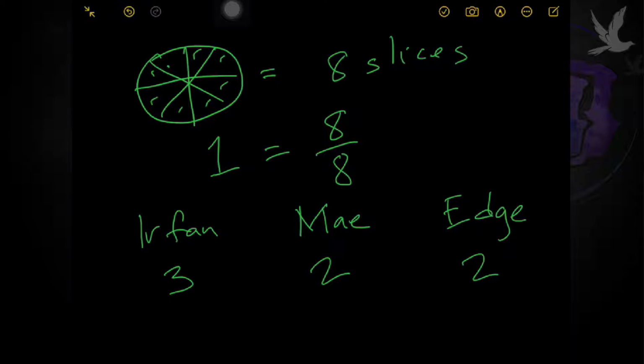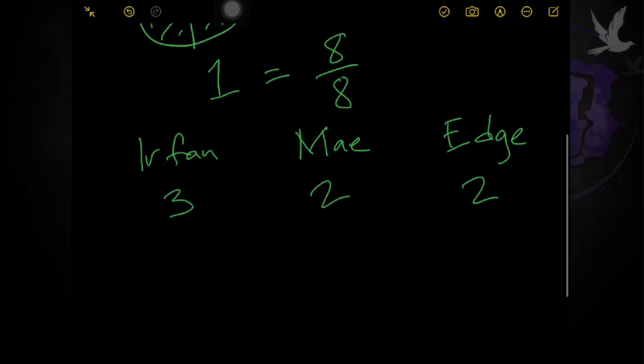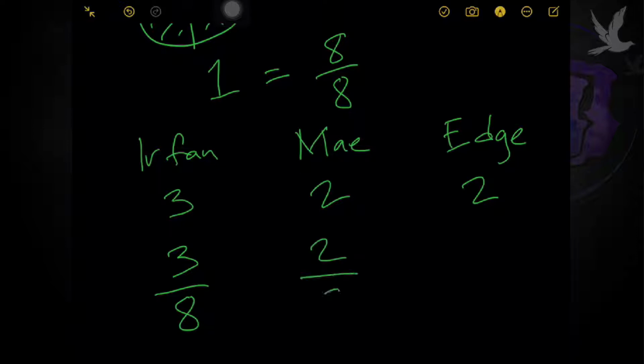So if you're going to express how many pizzas they ate, for each person, express it as a fraction. Irfan ate 3 out of 8 slices of pizza. May ate 2 out of 8 slices of pizza, while Edge ate 2 slices of pizza out of 8. So that's basically how we express a fraction.